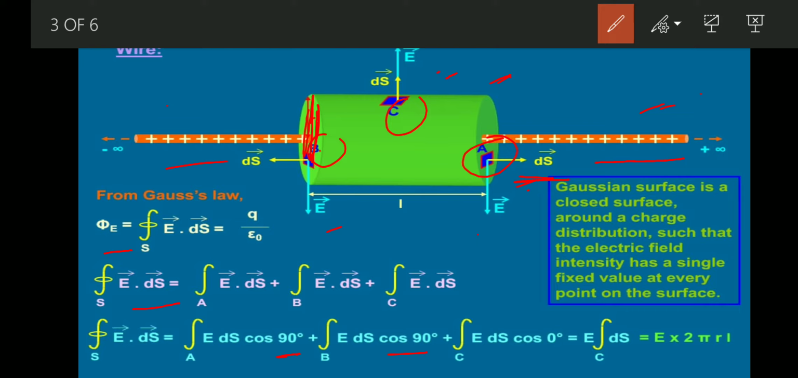Now look at figure C. At point C, E is perpendicularly outward, and you have to take this area also perpendicularly outward. Therefore, the angle is 0. So cos 90 becomes 0, and E ds cos 0 becomes 1. So taking E outside, the integration is of ds, and this is the curved surface area, which for a cylinder is 2 pi r L.